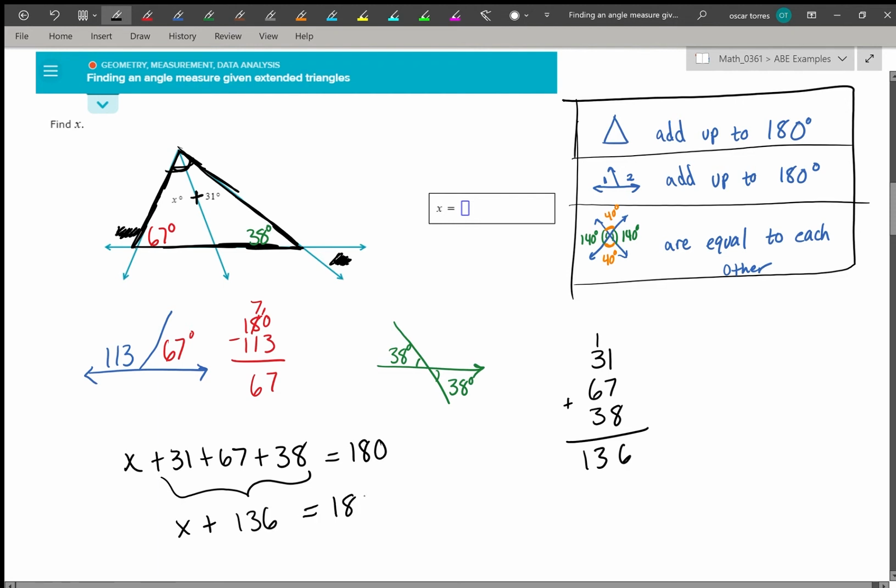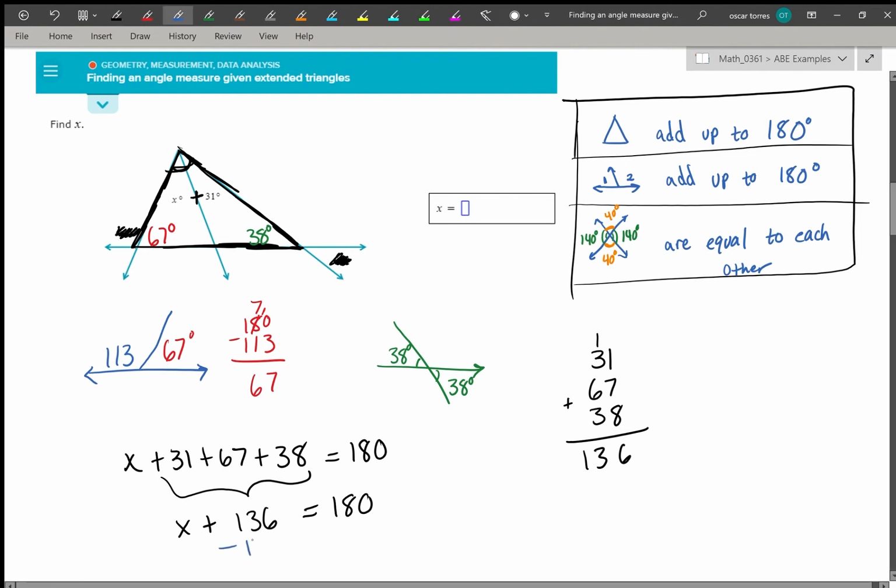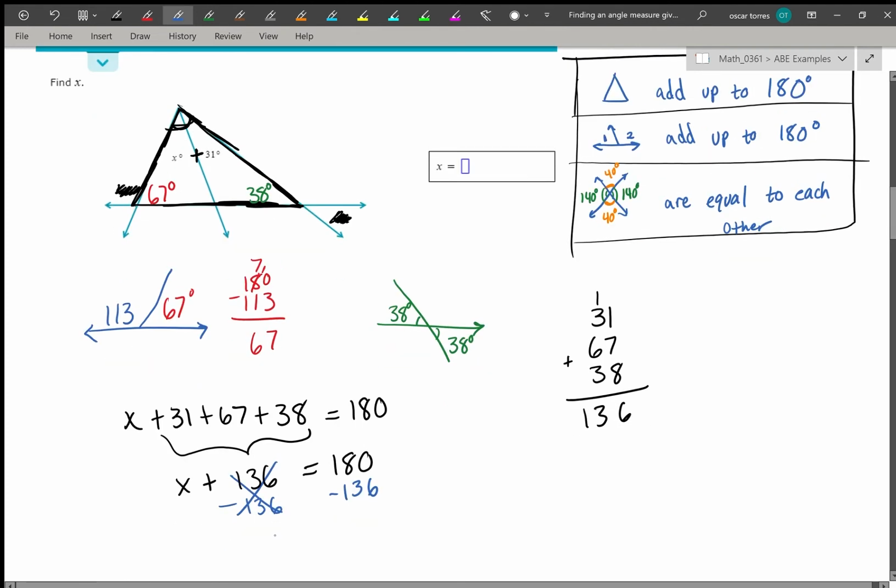So the x stays the same, but all of these numbers become 136, and this is equal to 180 degrees. Our last step to get x by itself is to subtract 136 from both sides. That way the x is left by itself. So these go away, and this leaves us with x equals whatever 180 minus 136 is.